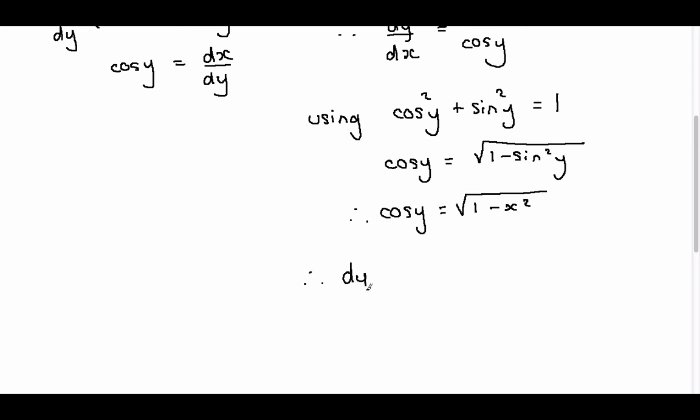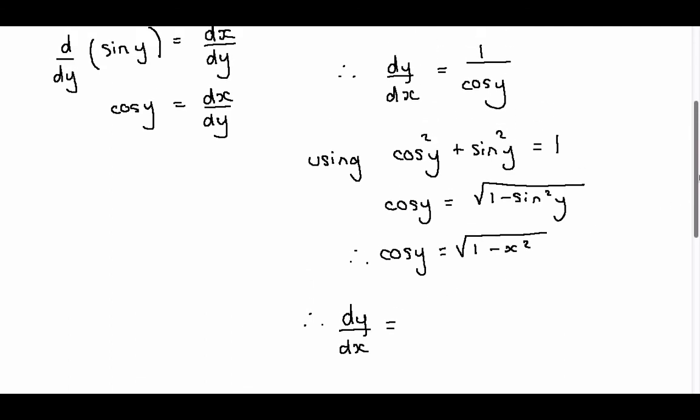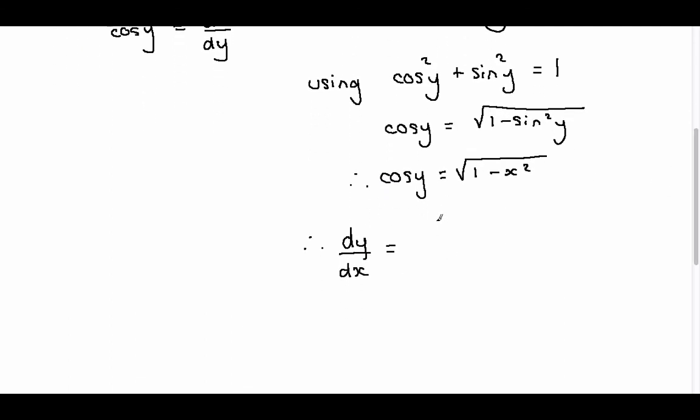Now I can see that my dy by dx was originally 1 over cos y, but I can now write that as 1 over the square root of 1 minus x squared.